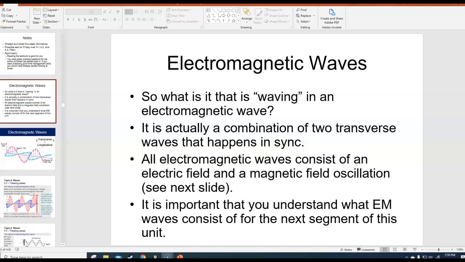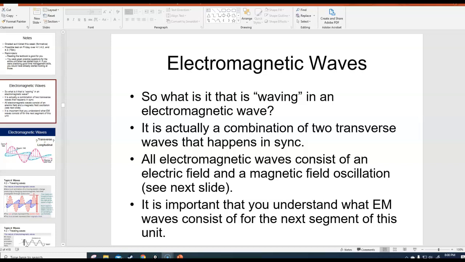Okay, so in the last video we talked about electromagnetic waves and the electromagnetic spectrum. So just really quickly, we're going to wrap up talking about electromagnetic waves before we move on to 4.3. So you might be wondering, what exactly is it that is waving in an electromagnetic wave? And this may come as a shock to you or not, but an electromagnetic wave basically contains two different waves in one. Okay, it contains an electric wave and a magnetic wave, hence electromagnetic wave.